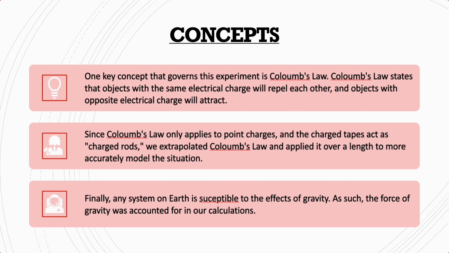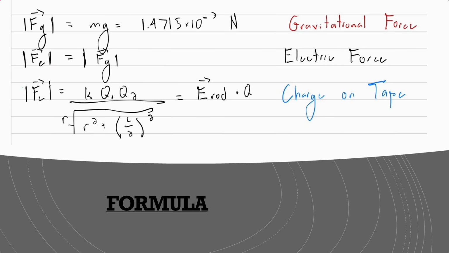The first one is Coulomb's law, and we all should be familiar with Coulomb's law in that it states objects with the same electrical charge will repel and vice versa. However, since Coulomb's law only applies to point charges, we have to extrapolate it and apply it over length to more accurately model the system. And then finally, any system on Earth is susceptible to the effects of gravity, so we have to include that in our calculations, which are seen on screen.